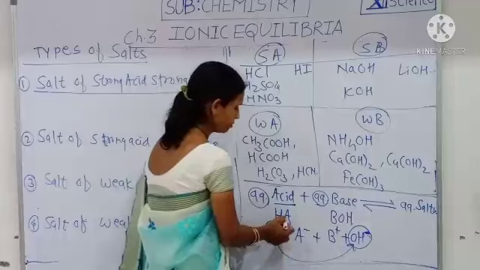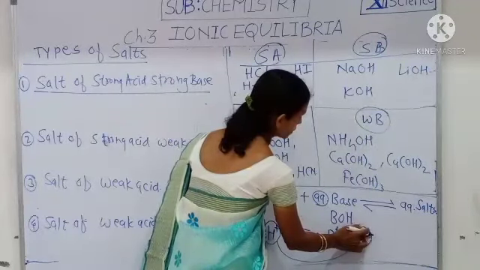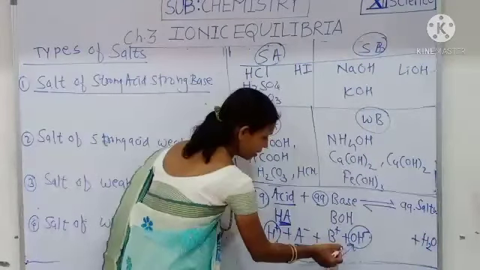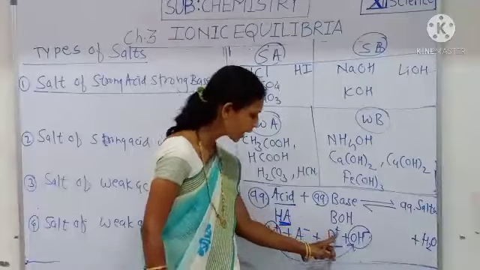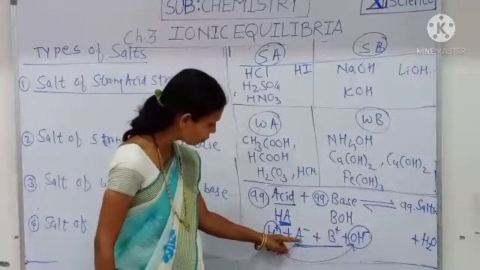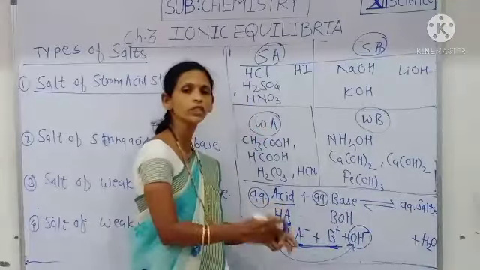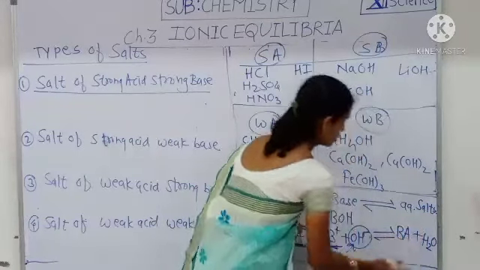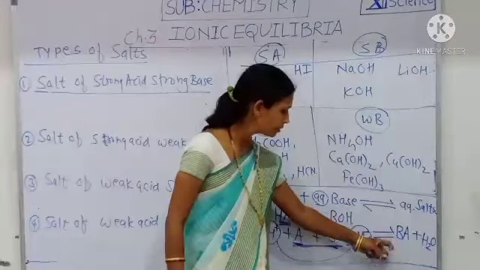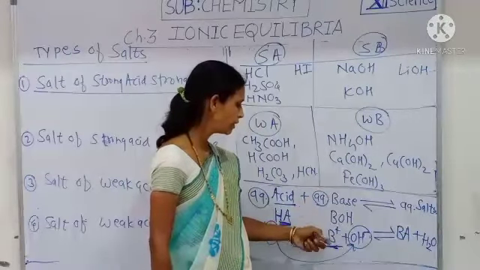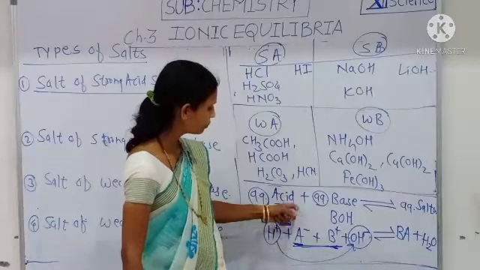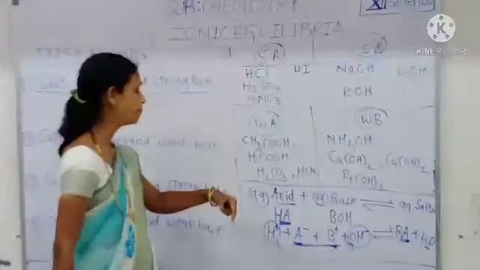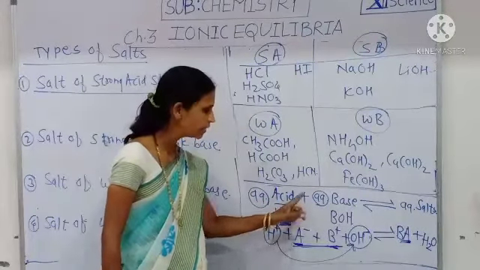Therefore, H plus ion of acid and OH minus ion of base combine to give H2O water, and the remaining cation and anion, that is cation of base and anion of acid, interact with each other to give salt. The general formula of salt is BA, that means it is obtained from interaction between cation of base and anion of acid, and salt formation takes place.